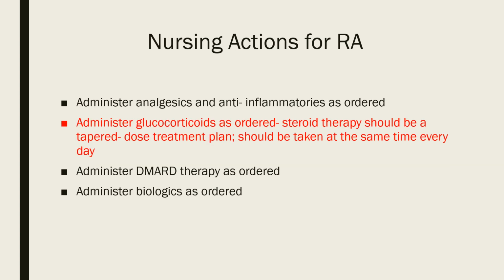So, some nursing actions for rheumatoid arthritis. Ladies and gentlemen, listen up, and then listen up one more time. We are going to administer analgesics and anti-inflammatories as the doctor has ordered. We will administer glucocorticoids as the doctor has ordered. This steroid therapy should be a tapered dose treatment plan. And these medications should be taken at the same time every day. We could administer DMARD therapy as ordered, and we could administer biologics as they are ordered.